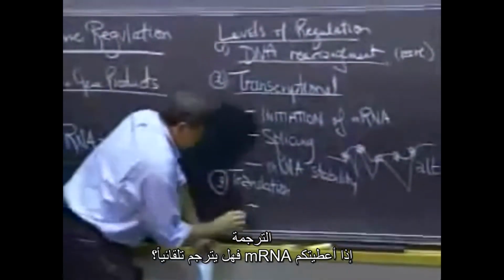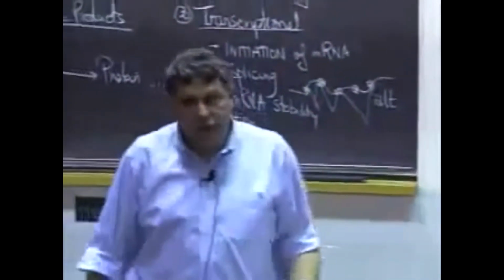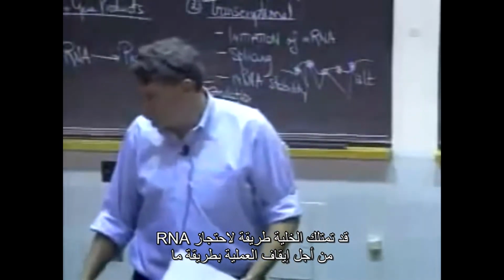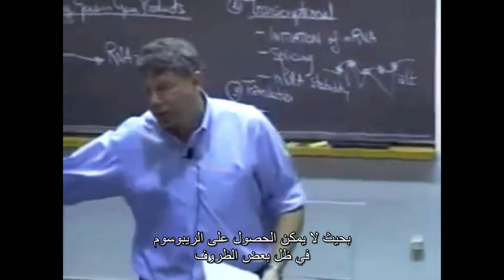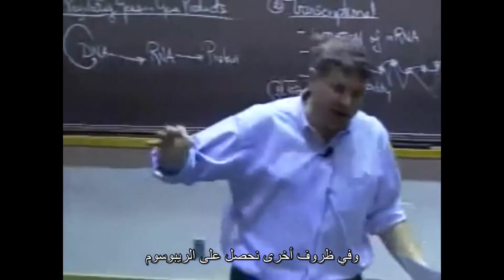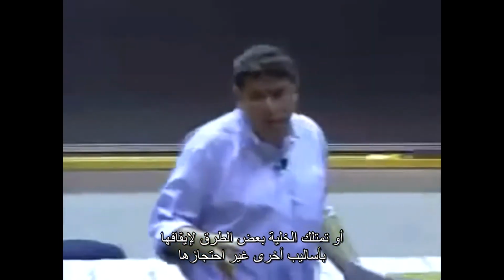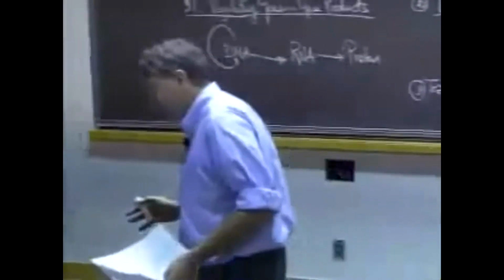Translation. If I give you an mRNA, is it automatically going to be translated? Maybe the cell has a way to sequester the RNA, to wrap it up in some way so that it doesn't get to the ribosome under some conditions, and under other conditions, it does get to the ribosome. Or some ways to block in other manners than just sequestering it, but to physically block whether or not this message gets translated. Well, it turns out that there's a tremendous amount of that.